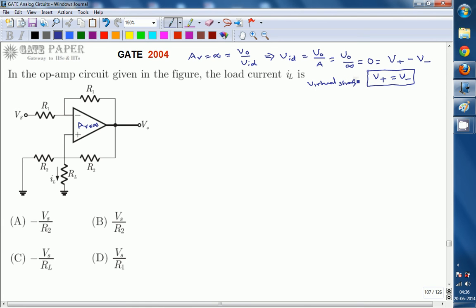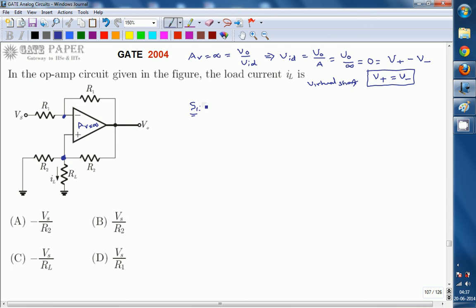Now we are going to get the IL value for the given circuit. The first step is to apply KCL at the non-inverting terminal, and the next step is to apply KCL at the inverting terminal, and then we equate both. Then you will get the value of IL.